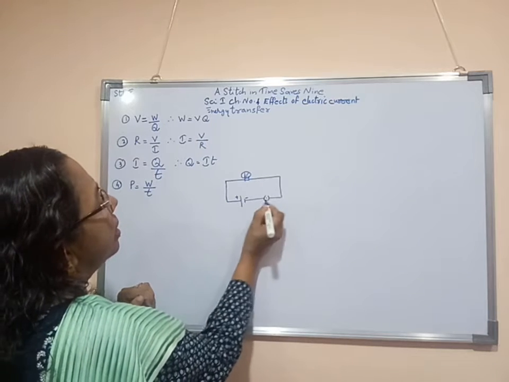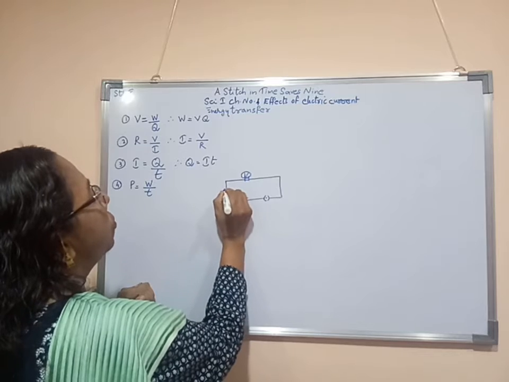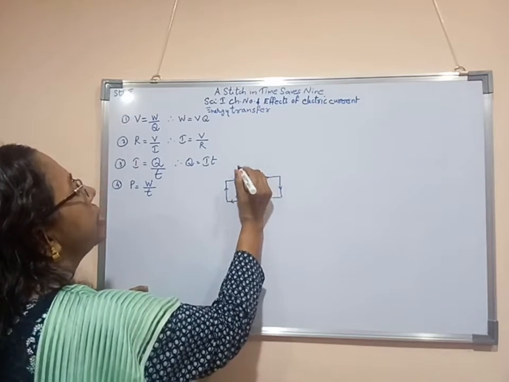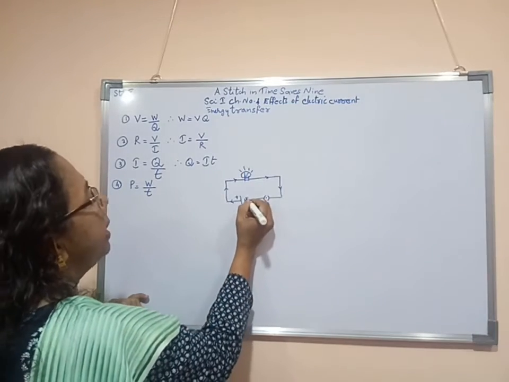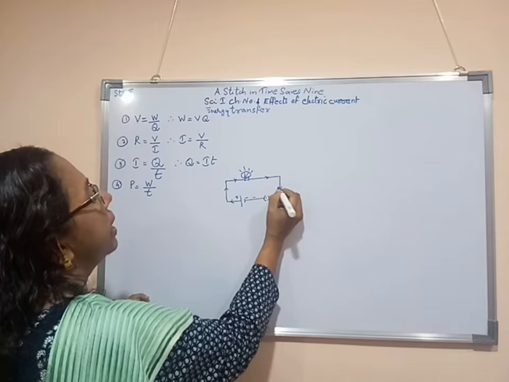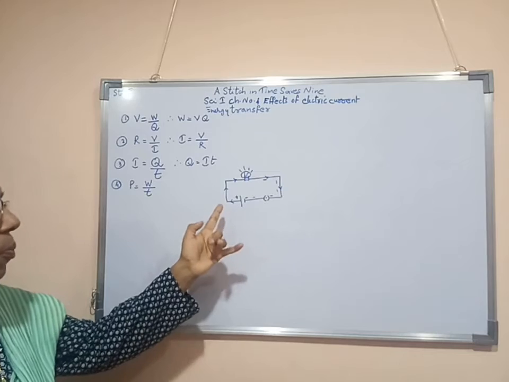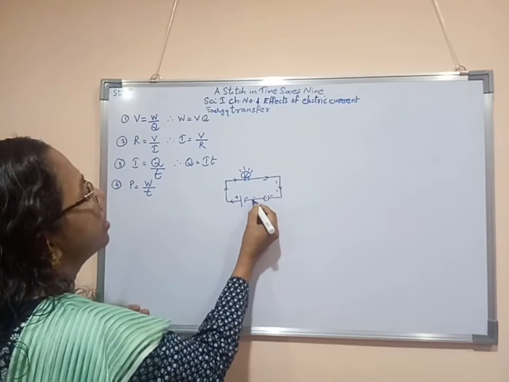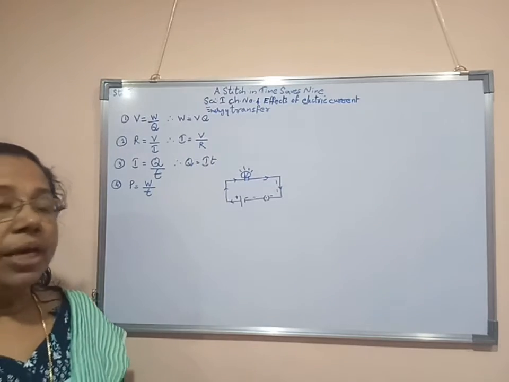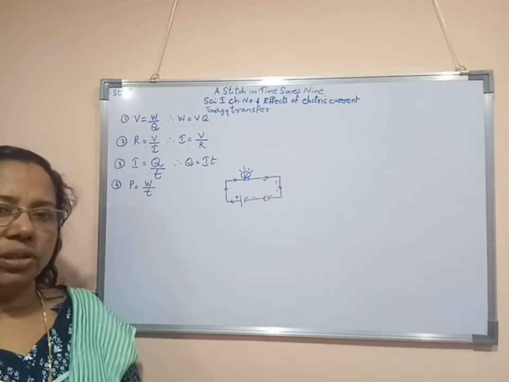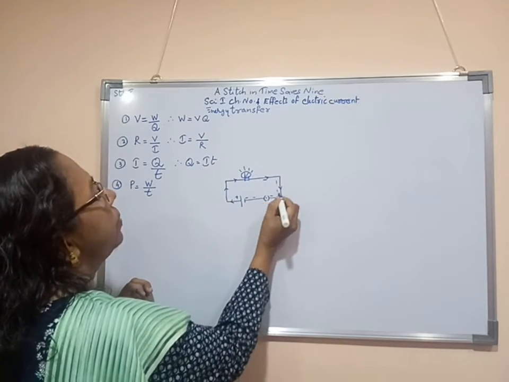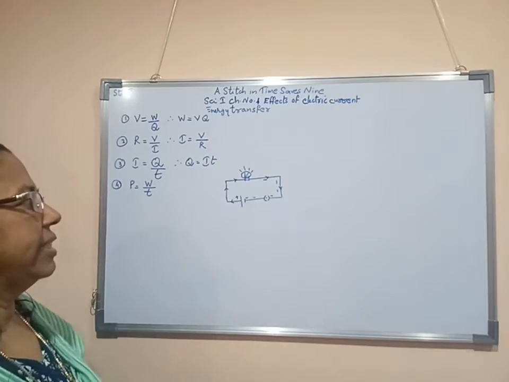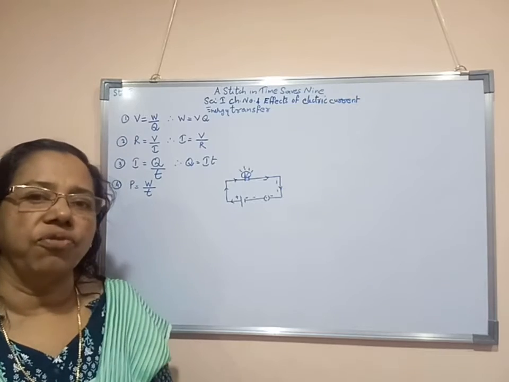Now, as and when we switch on this circuit, current flow will take place from the positive terminal to the negative terminal. As a result, you can find that the bulb begins to glow. At the same time, electrons flow from the negative terminal to the positive terminal. So we can say that positive charge flows from the positive terminal to the negative terminal, and negative charge flows from the negative terminal to the positive terminal. So when positive charge flow is taking place, that time current flow is taking place.